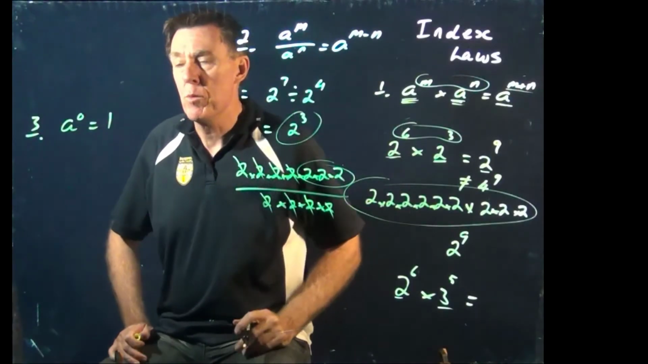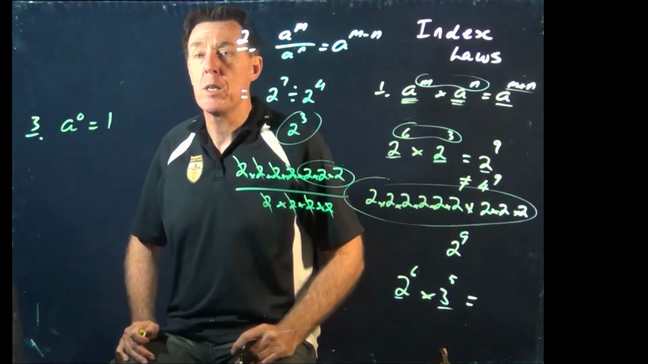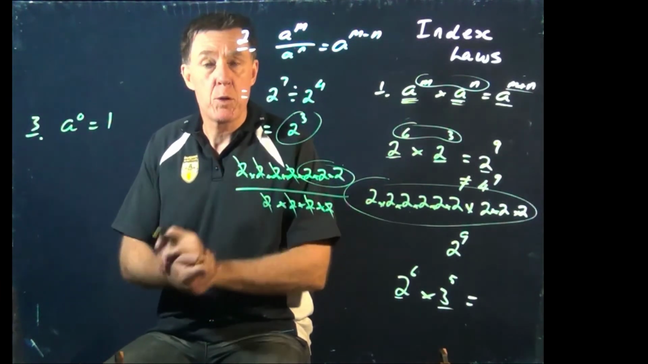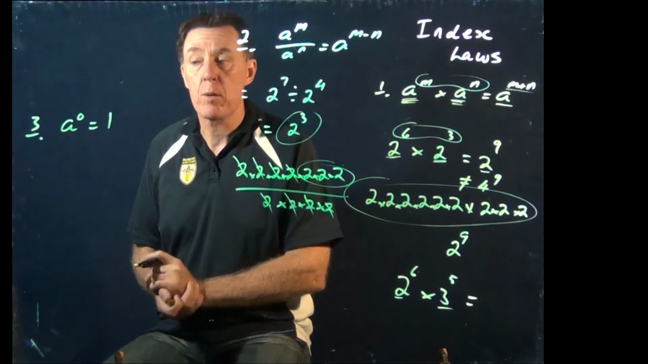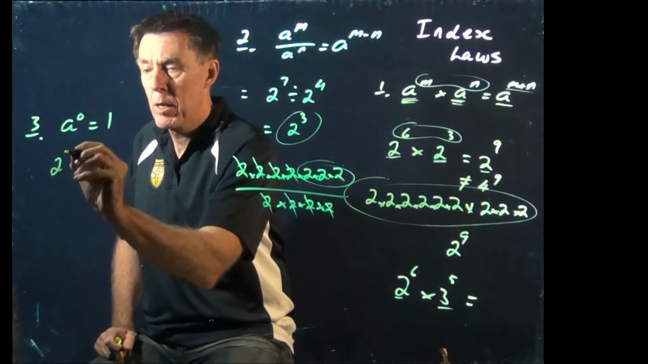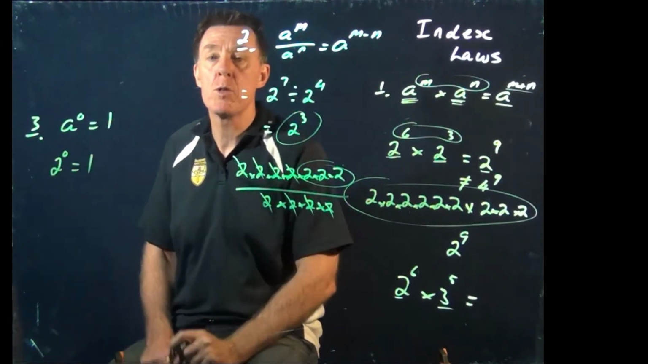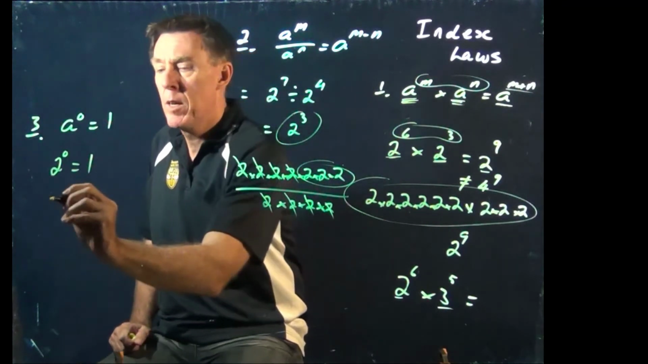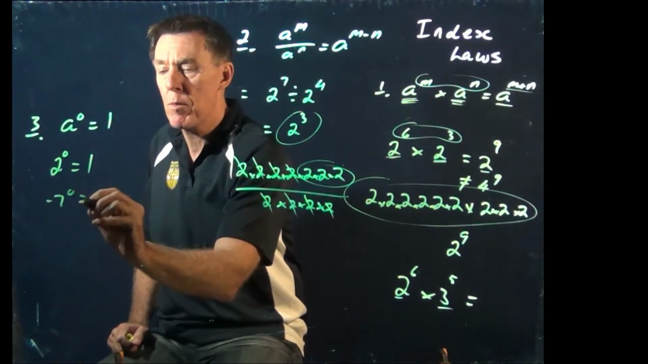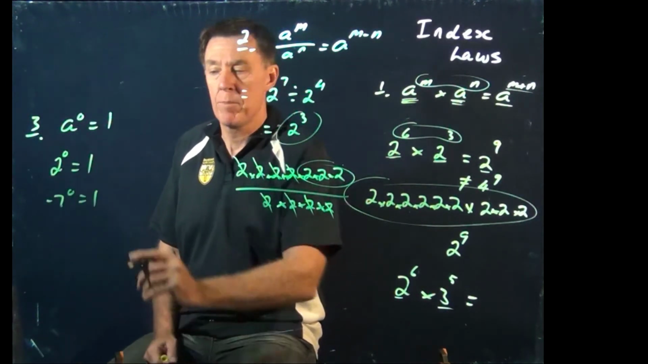Let's have a look at rule number 3. In this particular rule, it says a to the power of 0 is equal to 1. That means any number you can think of, if you raise it to the power of 0 equals 1. For example, get your calculator out and go 2 to the power of 0, you'll get 1. Go negative 7 to the power of 0, you'll get 1.